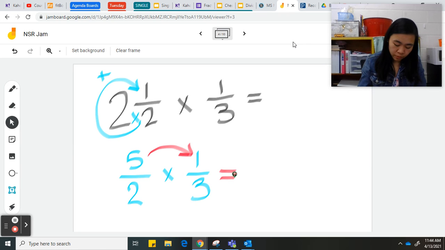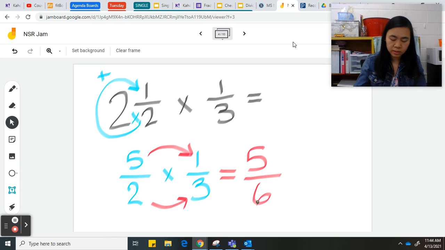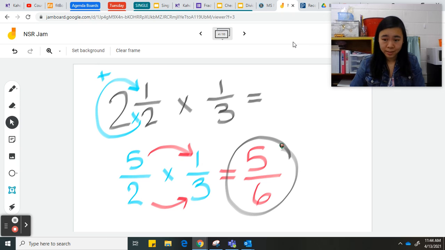5 times 1 is 5. 2 times 3 is 6. And we cannot simplify this. And this is a proper fraction. We can't rewrite this. So this is our answer, 5/6.